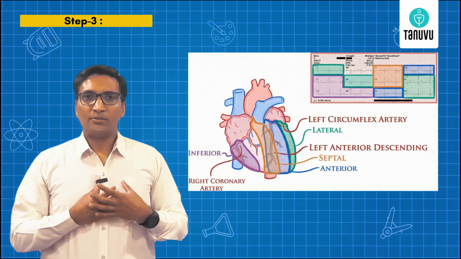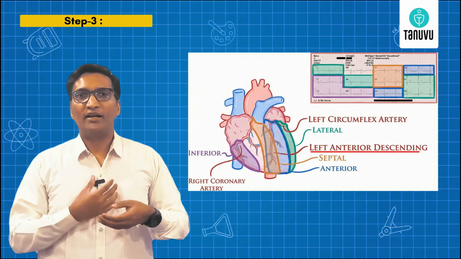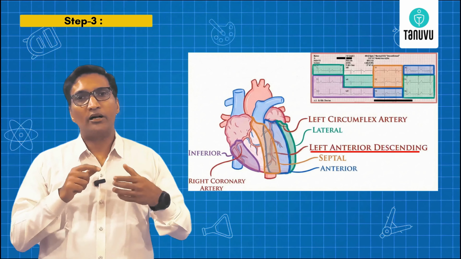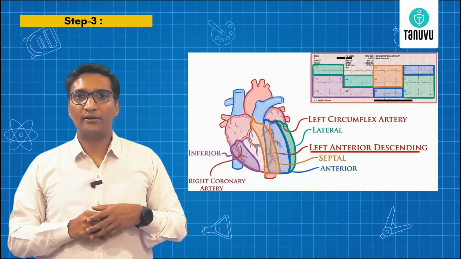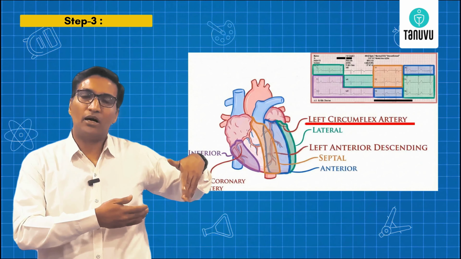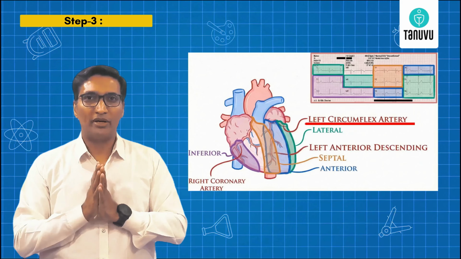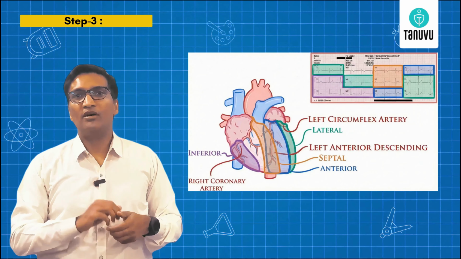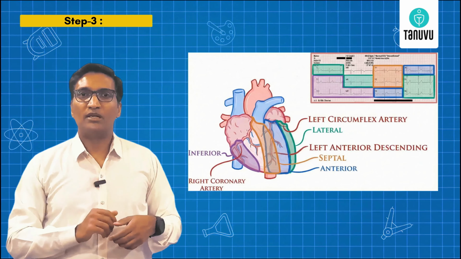The anterior aspect of the heart is supplied by the left anterior descending, and any changes that you see in these areas are a problem in the left anterior descending artery. The left circumflex supplies the left lateral aspect of the heart, which is predominantly the left ventricle. So any changes happening there indicate a problem of the left circumflex artery.